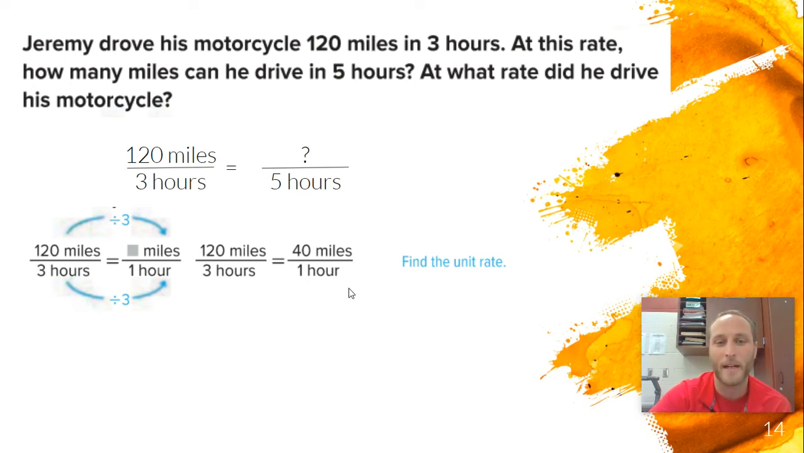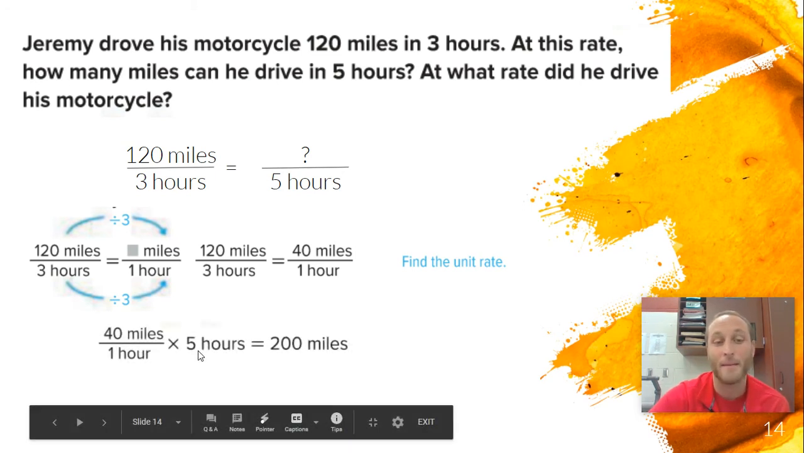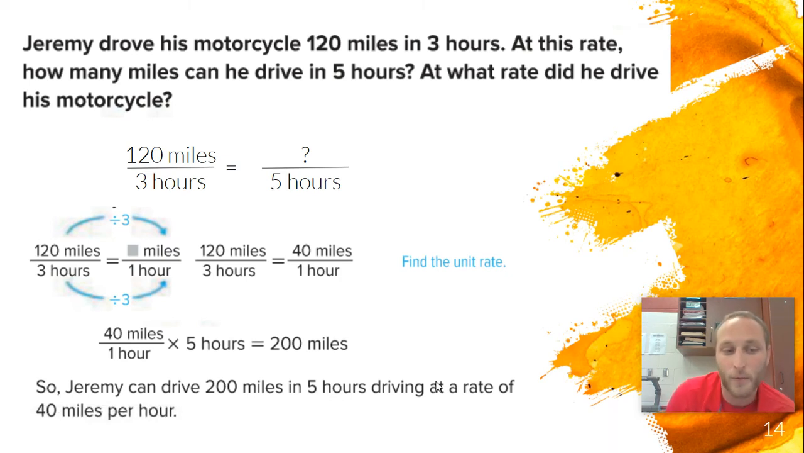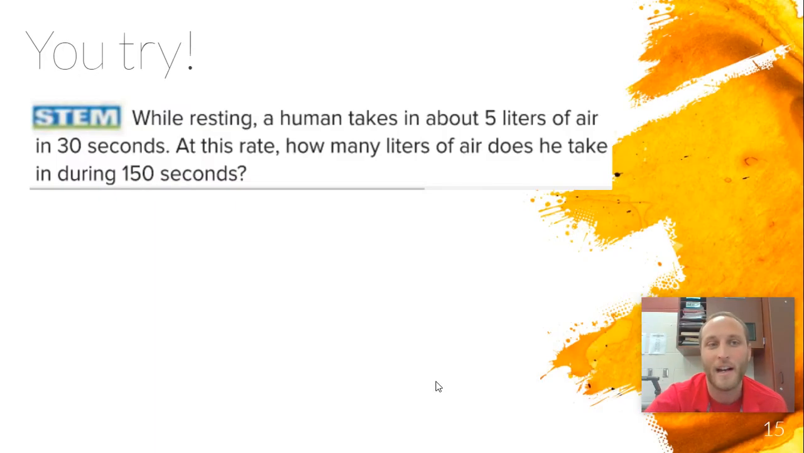Now, if I take this 40 miles per hour, I could find out a lot easier how much you can drive in 5 hours if I have this unit rate instead of this one up here. So then you just have to put them side by side, right? So 40 miles over 1 hour times 5 hours that we want to figure out how much you can drive equals 200 miles total. So if you break it down to a unit rate, sometimes it's easier to work with that second number instead of trying to find a weird pattern in here. So in this situation, Jeremy can drive 200 miles in 5 hours, driving at a rate of 40 miles per hour.